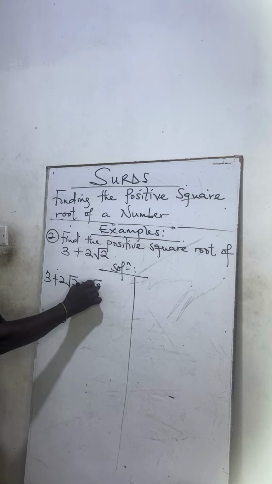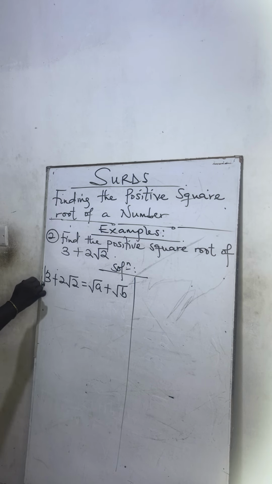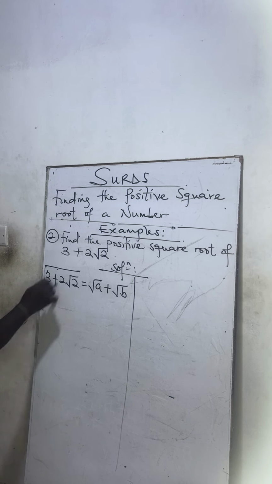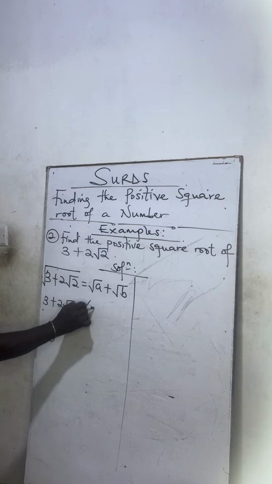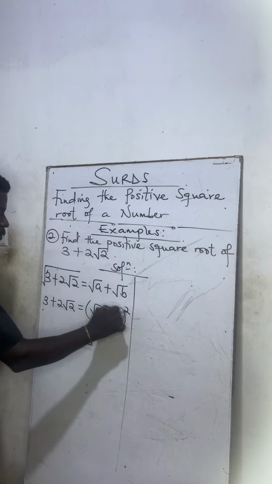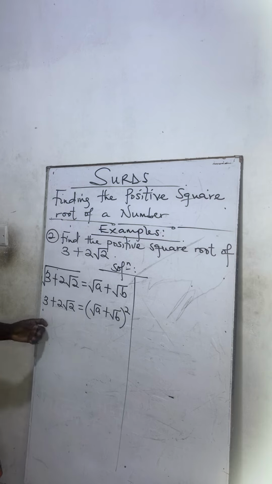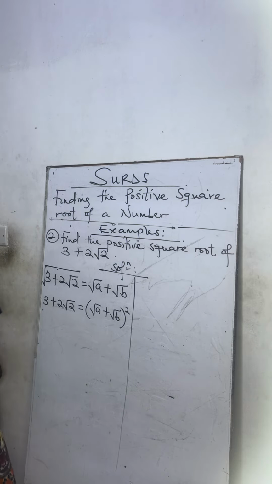square root of a plus square root of what? B. So we take the square root of that here because they say we should find the positive square root of this. Now we square both sides. So we have 3 plus 2 square root of 2 equals square root of a plus square root of b all squared. Don't forget, when you square both sides, the square root will go away. So we have all squared here.